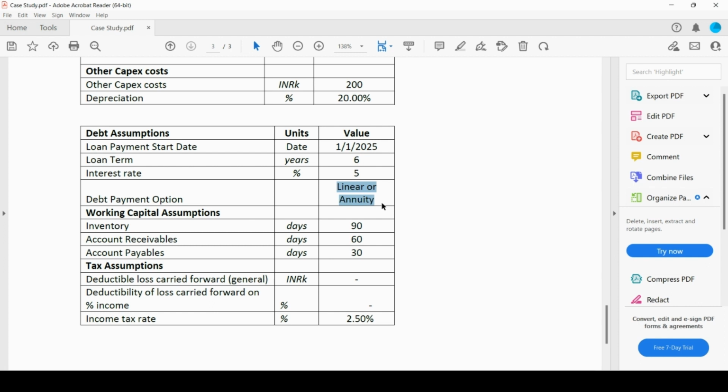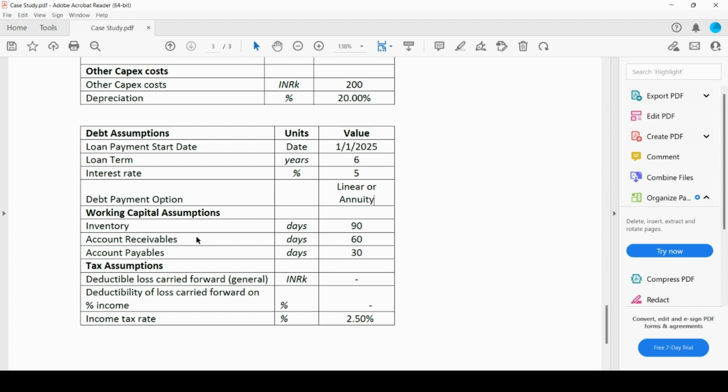Then we have annuity repayment, the most common repayment. Like when you take a home loan or a personal loan, you get an EMI which has a principal component and an interest component. On that basis we will put a switch here for the repayment. I will tell you how to create a switch, right? So that the user of the model, if they want to see the equity IRR on the linear option, they can see it. If they want to see the equity IRR on the annuity option, they can see it, right?